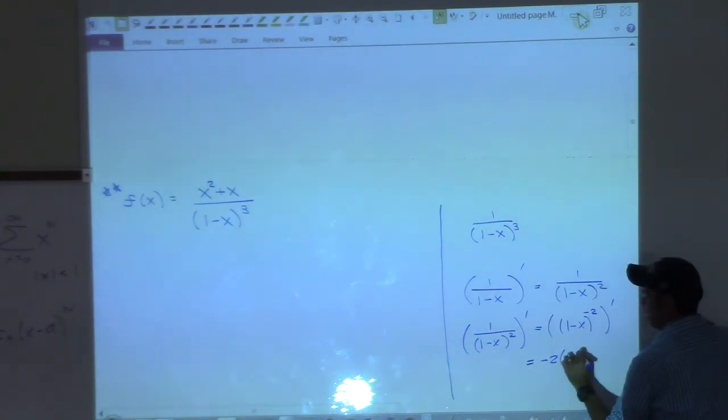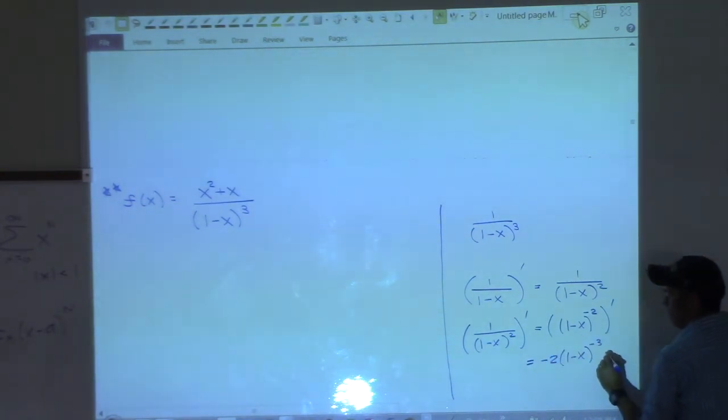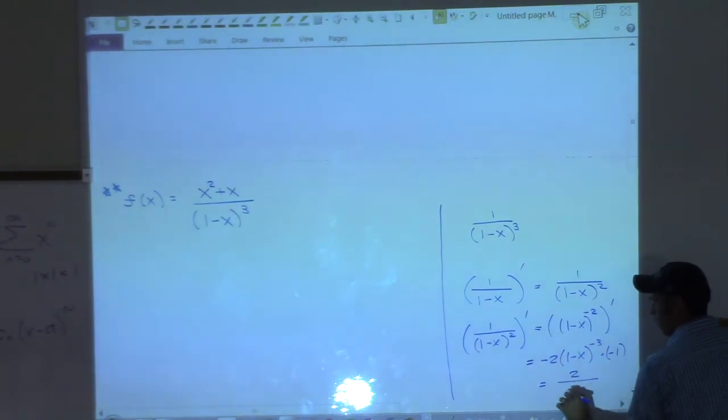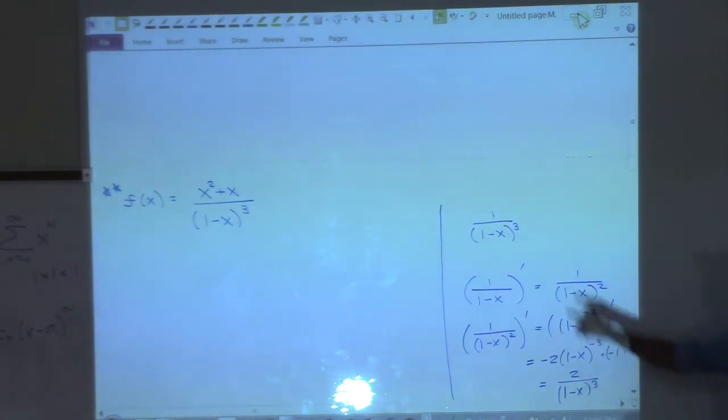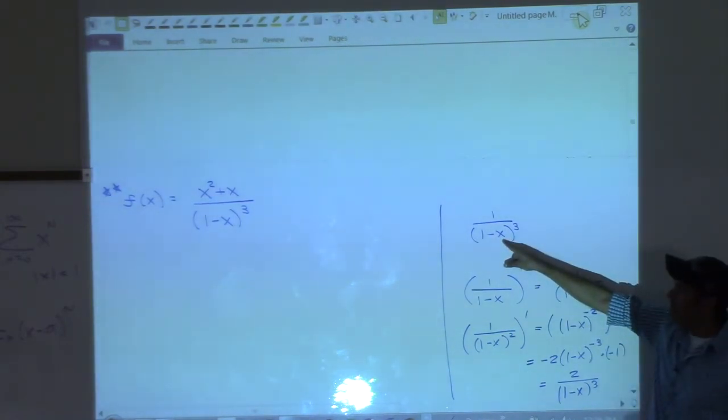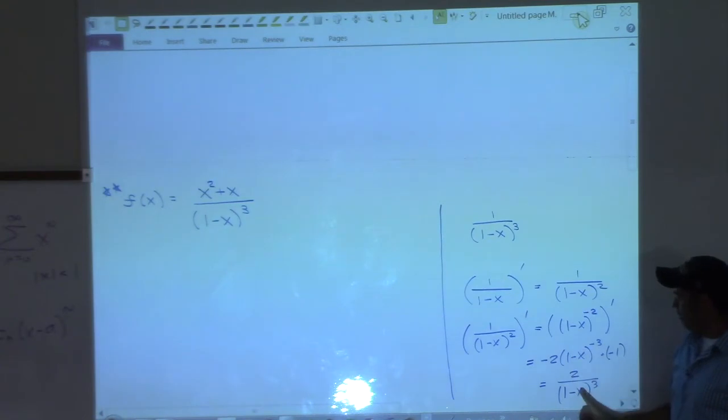-2, 1 minus x to the -3 times -1, which just gives us a +2 over 1 minus x cubed. So this is a 2 here, right? That doesn't have a 2. That's okay. So let's see. We realize now that this is actually half of that, right? Because that would kill the 2 out.